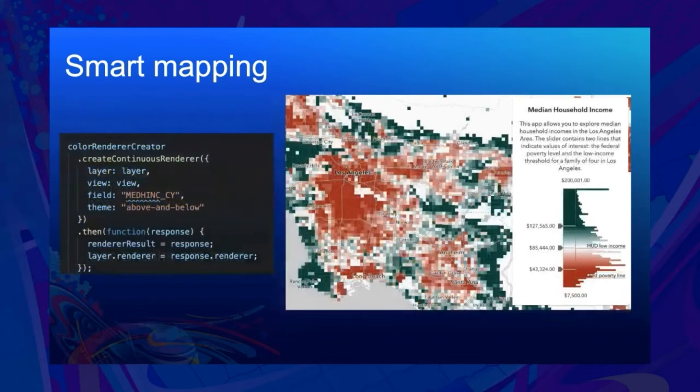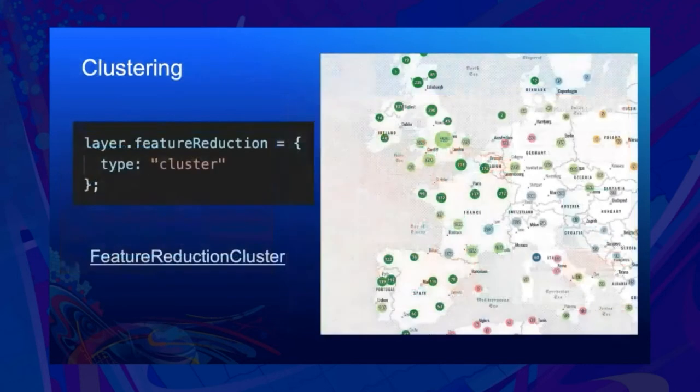You can see that these APIs are pretty simple. Just give it a layer and a view, a field, and in some cases a theme. And all you have to do is set that renderer back on your layer. Again, not something you do in an everyday app, but something you can use certainly in data exploration applications.